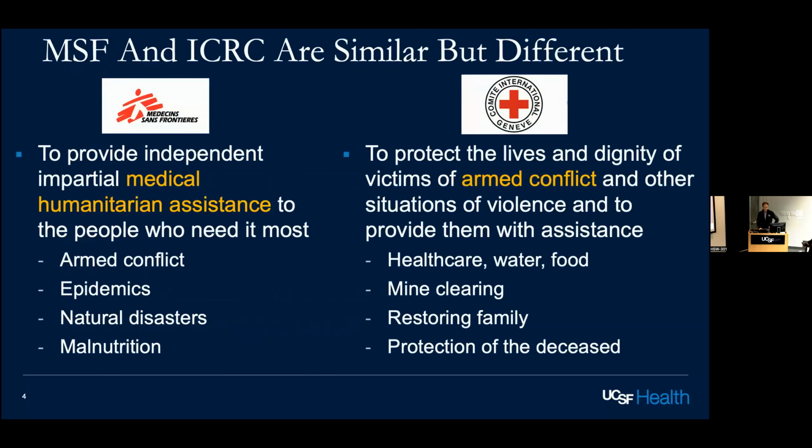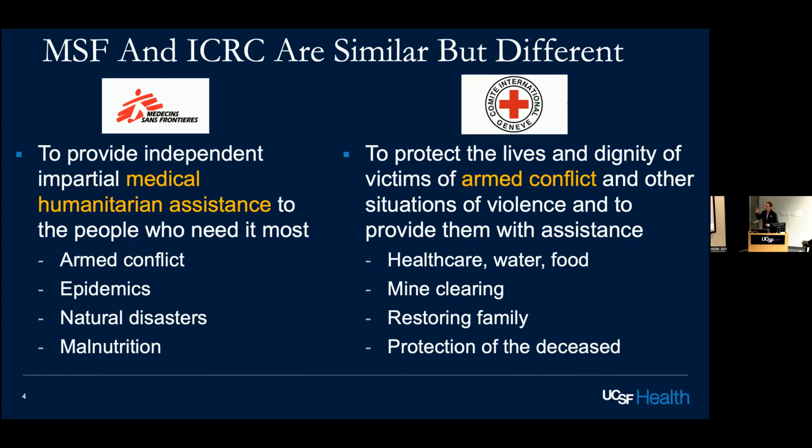So MSF grew out of ICRC, and I'll talk about how that happened. But the Red Cross is kind of the oldest organization of all this. It has been around for quite some time. It grew out of a major battle that happened during the Napoleonic Wars, where multiple war injury patients occurred, and so its focus is on armed conflict only, and healthcare is a very small portion of what they do.